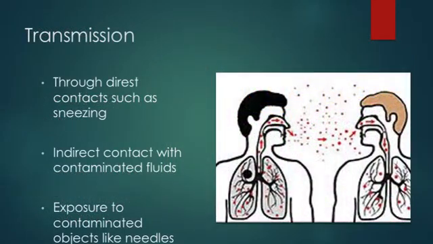So, how is it transmitted? There are many ways to spread this virus around. There's three most common ways of transmission. The first method is direct contact. This can involve hugging, kissing, touching, and sneezing. The second way is indirect or secondary contact with contaminated fluids.